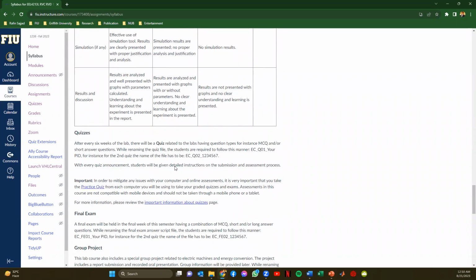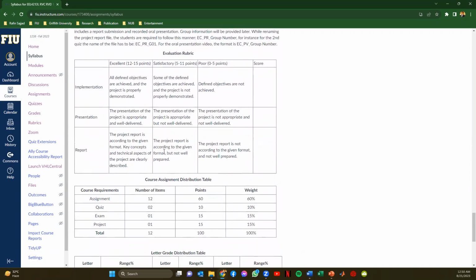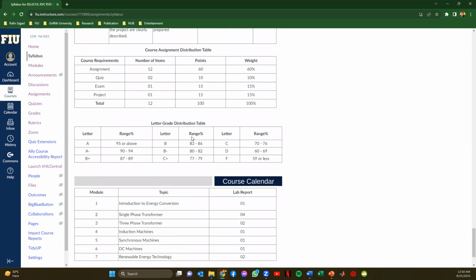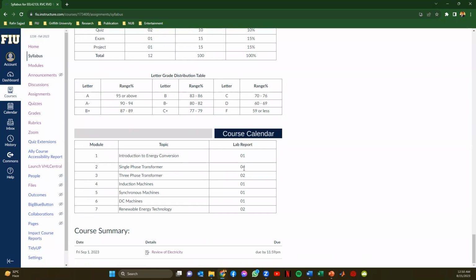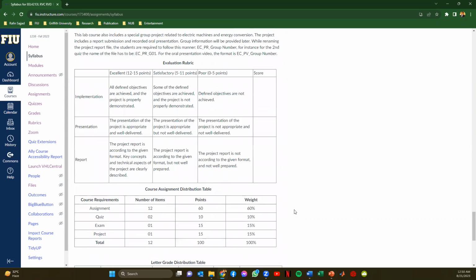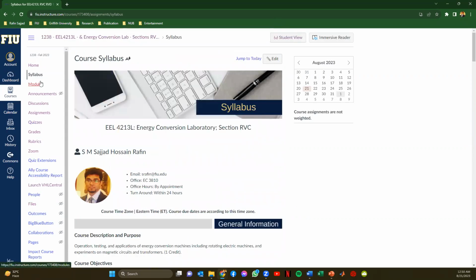And this is about quizzes. This is about the final exam. This is about the project report. And these are different letter grade distribution table, course calendar. This is not updated, but you will get the updated version of it very soon. So I think that's all for today.